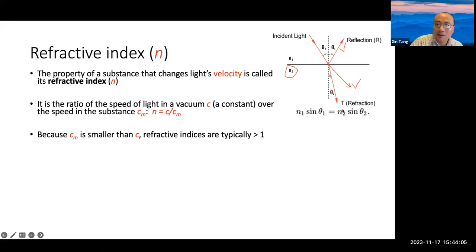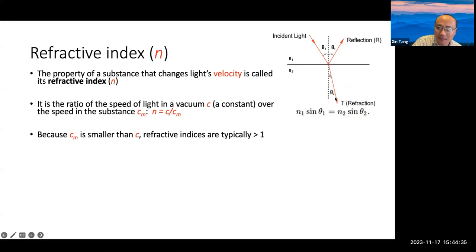This angle and the refractive indices of the two different materials satisfy this equation. That's the definition. Any material that has a refractive index different from air will always cause the light to change its direction. That's the intrinsic material behavior.